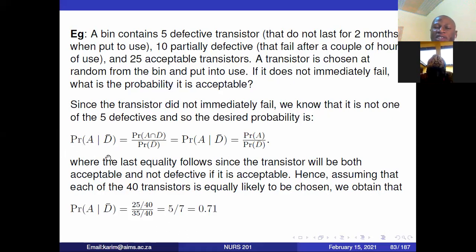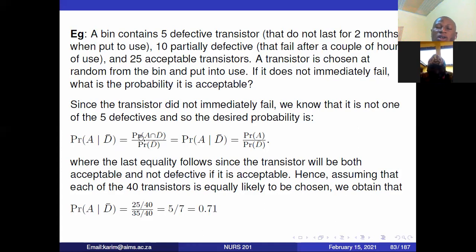What is the probability that it is acceptable? So you can see that we have this component here: the probability that it is acceptable, given that it is not defective. If it is defective, we say D. If it is not defective, we say D bar. So what is the probability that it is acceptable, given that it does not fail immediately? This is equal to the probability of acceptable intersection not defective, divided by the probability that it is not defective.